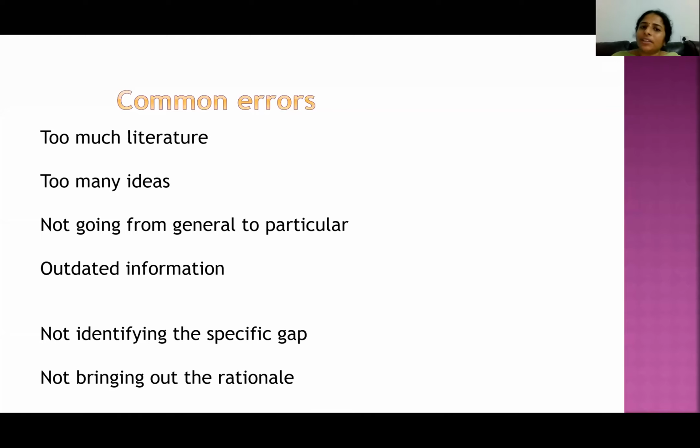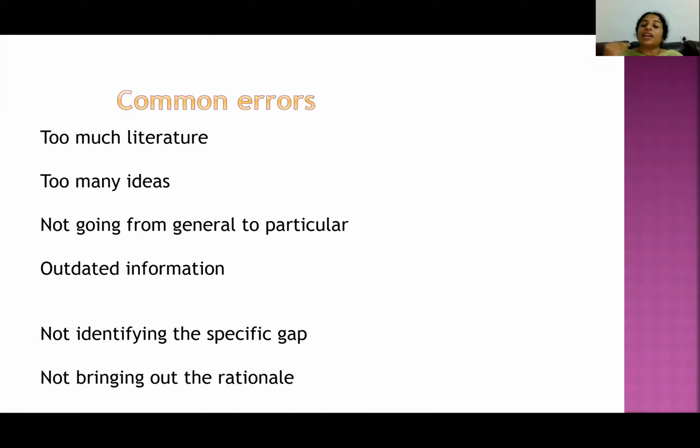Then another common thing is that you write lots of things about TB and glycemic status and sputum conversion and all that, but you don't identify a very specific gap. So here, what is the very specific gap I've identified? People know that there is an association between glycemic status and sputum conversion, but they don't know what the odds ratio is. So it's a very specific gap that I have found out.